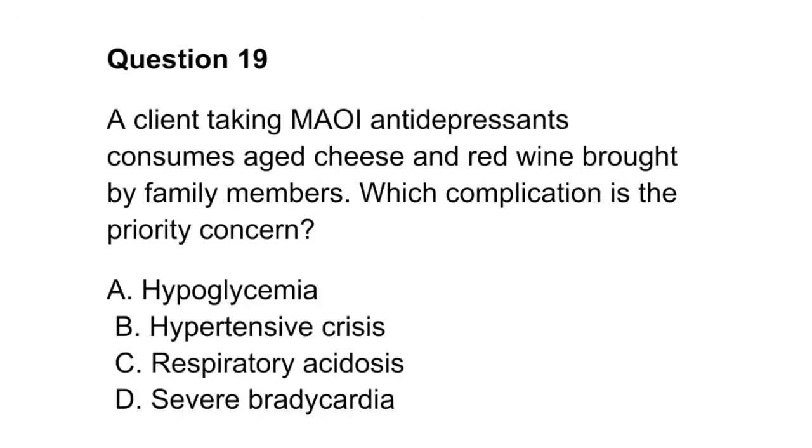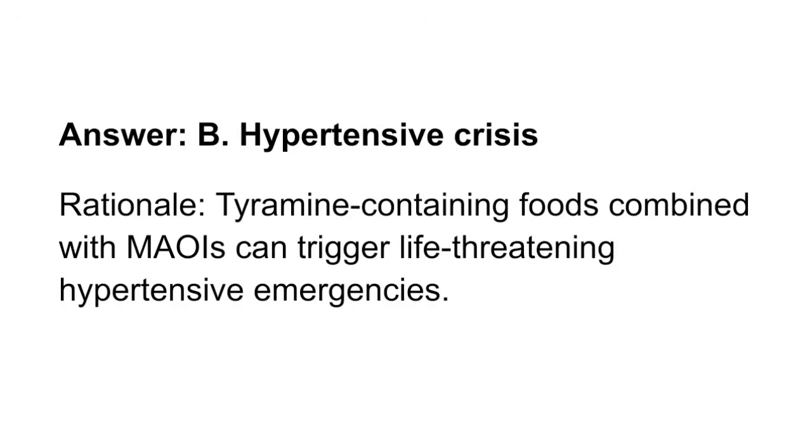Question 19. A client taking MAOI antidepressants consumes aged cheese and red wine brought by family members. Which complication is the priority concern? A. Hypoglycemia. B. Hypertensive crisis. C. Respiratory acidosis. D. Severe bradycardia. Answer: B. Hypertensive crisis. Rationale: Tyramine-containing foods combined with MAOIs can trigger life-threatening hypertensive emergencies.